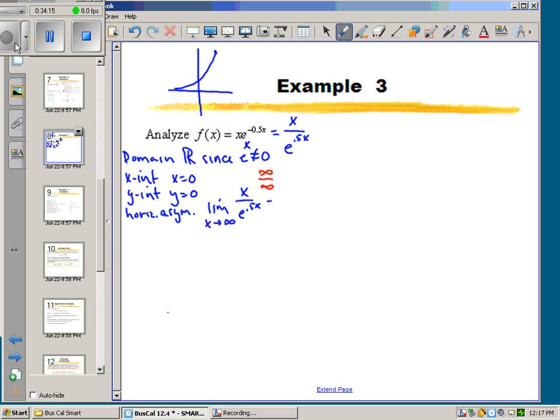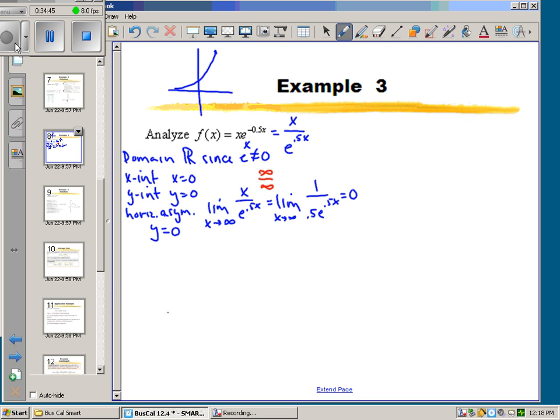So we can take the derivative of the top and the bottom by L'Hopital's rule. So it'd be 1 over 0.5 e to the 0.5x. Remember, the derivative of e to the 0.5x is e to the 0.5x times the derivative of the exponent. So now we have this. Now if you evaluated this, as x gets larger and larger, the bottom is getting larger and larger, and 1 is going to be almost nothing, so it's going towards 0. So our horizontal asymptote is at y equal to 0.